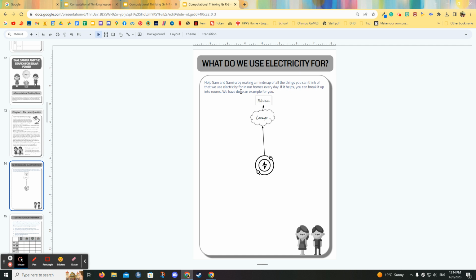They're creating a mind map of all the things that we use electricity for in our homes. In the example, I've broken it up into rooms. So in this activity, they are decomposing, breaking the house up into all of its different rooms and thinking about what specifically they're using electricity for in each room. I've given them an example, but then learners can carry on there.